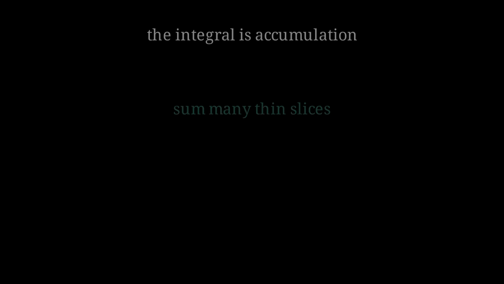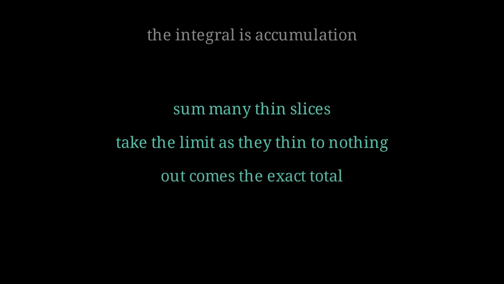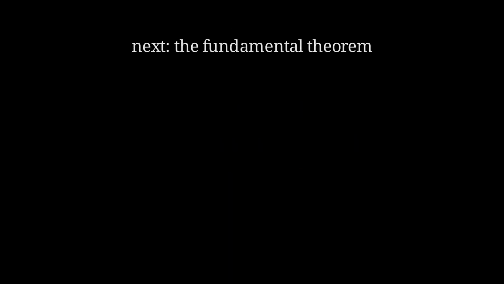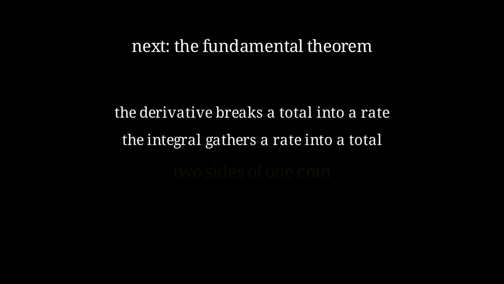So the integral is accumulation. Sum many thin slices, take the limit as they thin to nothing, and you get an exact total, an area, a distance, an accumulated amount. The derivative breaks a total into its instantaneous rate. The integral gathers a rate back into a total. They look like opposite motions, and next episode we make that precise. The fundamental theorem shows they are two sides of one coin.